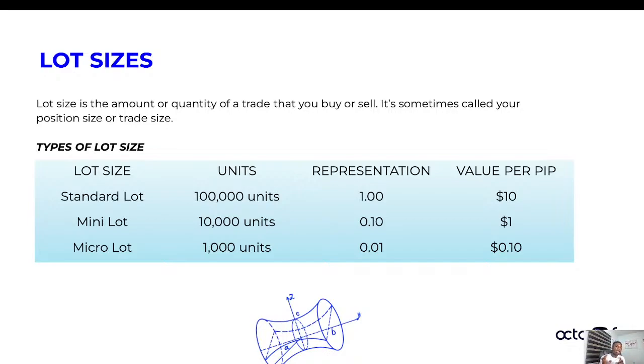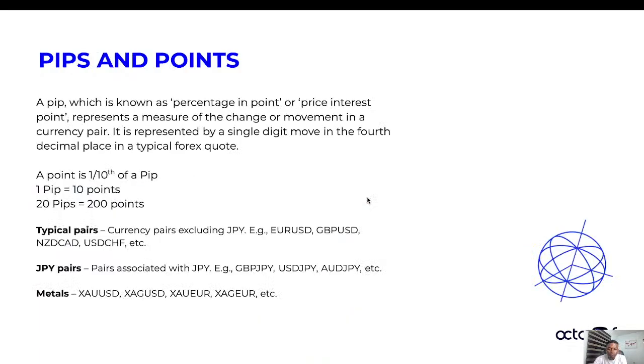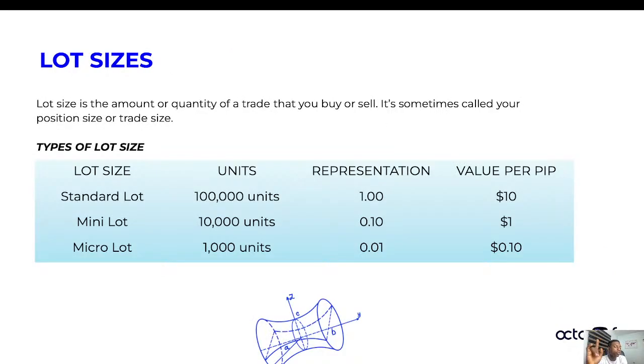Now, the value of one standard lot is $10 per pip. So if you pick a trade using a standard lot size, one move, one pip, is worth $10. If you enter a trade and get 2 pips, that's $20. 3 pips, that's $30. If it goes against you, you lose an equivalent amount to what you would gain if it goes in your favor.